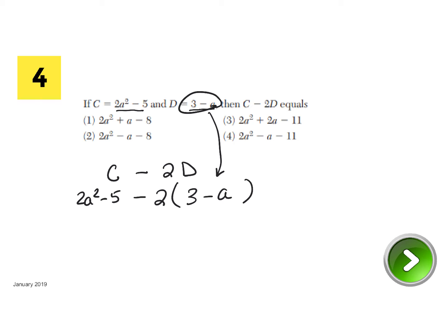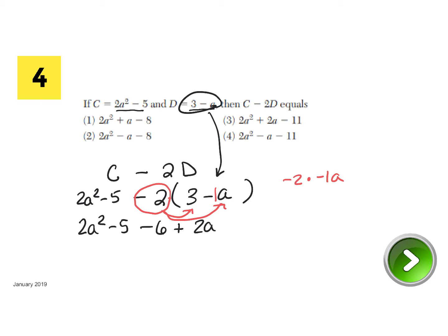So now we have, I don't want to say simple, but it's just a combining like terms problem. So 2a squared minus 5. Don't forget to distribute your negative. That's the biggest mistake people make. So minus 6, and then this is really a minus 1, so you're really looking at negative 2 times negative 1a, so that turns to plus 2a.